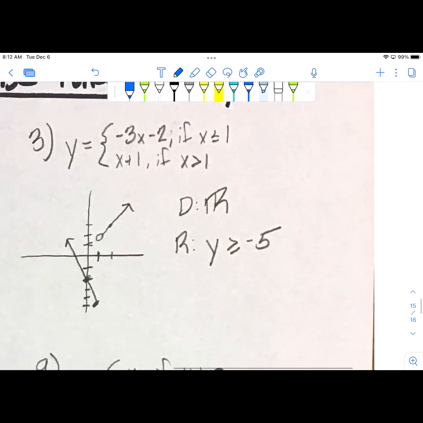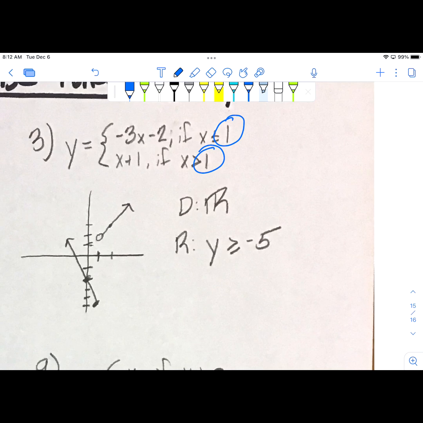Number 3 is a little bit different because the exchange point, or the spot where we were changing things around, was at 1. So that makes it a little bit more difficult because we can't just use the y-intercept. We've got to do a little bit more work.